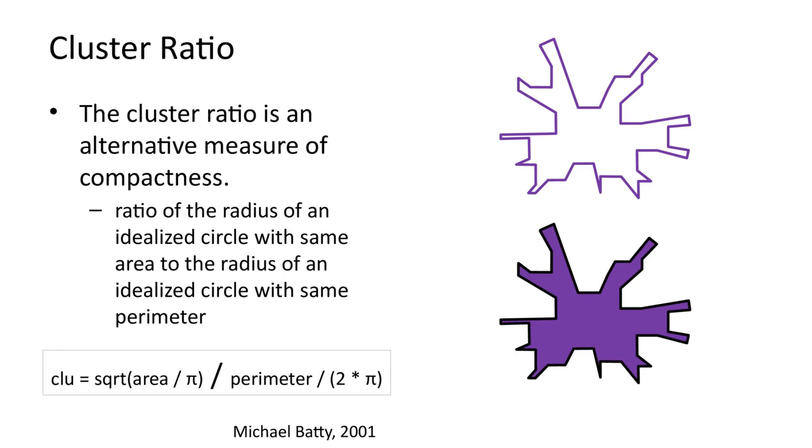Finally, the cluster ratio is an alternative measure of compactness. For calculating the cluster ratio, 2 idealized circles are calculated. One circle has the same area as the isovist. The other circle has the same perimeter as the isovist. The cluster ratio is the ratio of the radius of the first circle to the second circle. Values will be in the range between 0 and 1.